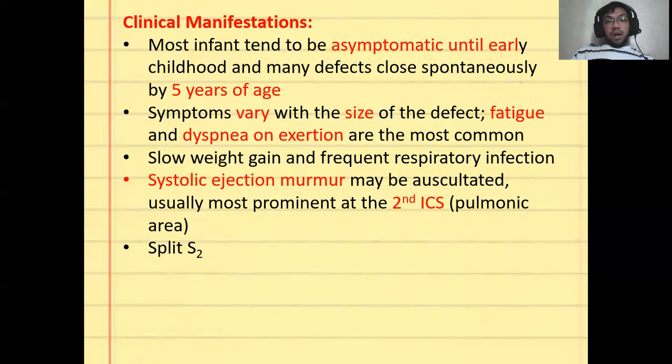There is a systolic ejection murmur that may be felt or auscultated, and it's usually prominent at the second intercostal space at the pulmonic area, since this defect is found at the atrial level. And the S2 sound is split, so you may auscultate this sound: lub dub dub, lub dub dub, lub dub dub.